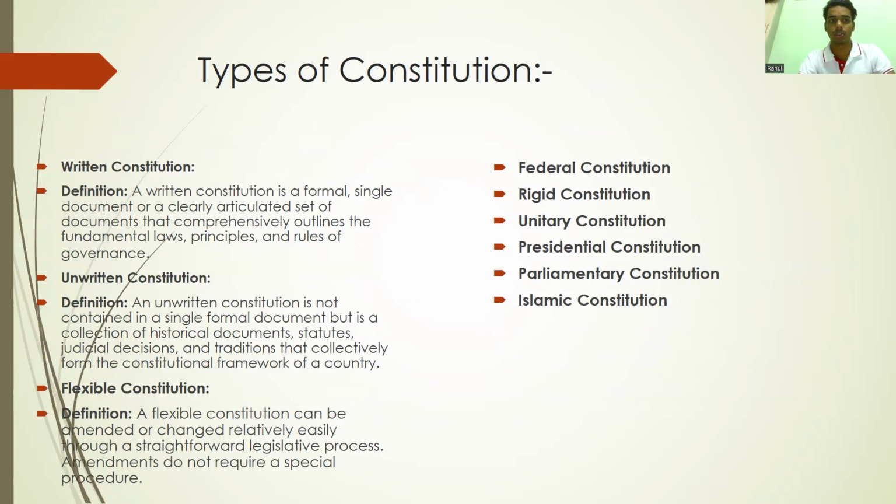Types of the Constitution. Written Constitution. Definition: a written constitution is a formal, single document or a clearly articulated set of documents that comprehensively outlines the fundamental laws, principles, and rules of governance. Unwritten constitution. So, what is it? It does not contain a single formal document, but it is a collection of historical documents, statutes, judicial decisions, etc.